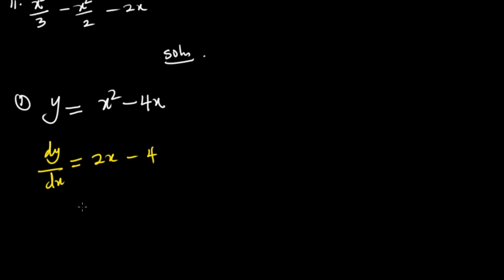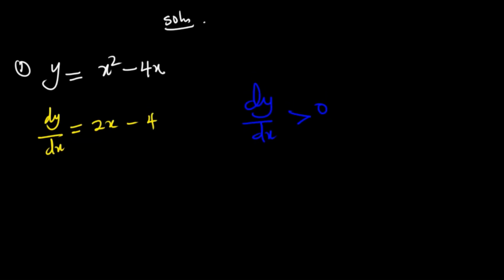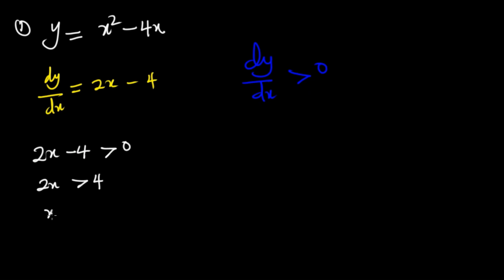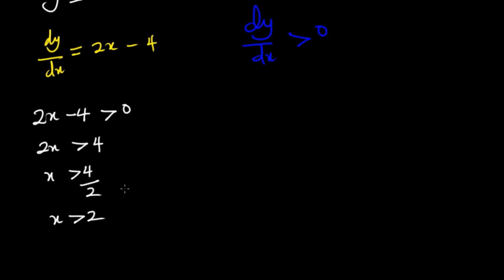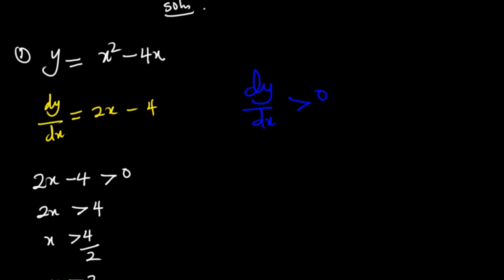So for this to be an increasing function, we have that dy over dx must be greater than 0. Therefore, from this question, I know that dy over dx is equal to 2x minus 4, so 2x minus 4 is greater than 0. Solving the inequality, I'm going to have 2x greater than 4, and then x is greater than 4 divided by 2. And lastly, I have x is greater than 2. So for this particular function to be an increasing function, we are going to have x greater than 2. Whenever we have x greater than 2, the function is an increasing function.